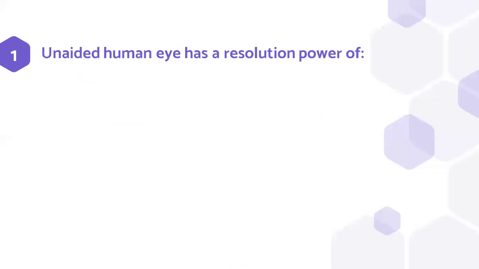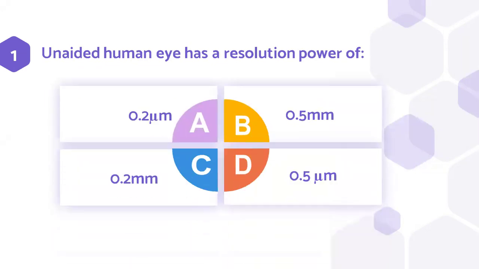First question, unaided human eye has resolution power of option A 0.2 micrometer, option B 0.5 mm, option C 0.2 mm, option D 0.5 micrometer. Here, what is meant by resolution power? It is the ability of a lens system to distinguish two objects as separate rather than one. That is called the resolution power.